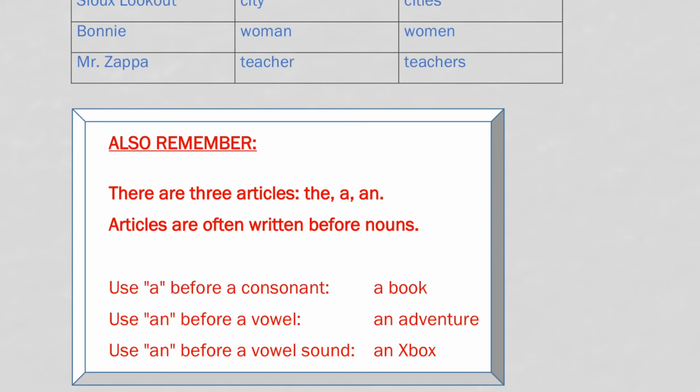So you could have an adventure or something like an Xbox. Because X is a consonant and it's not a vowel, but when you say X, it sounds like eh, sounds like a vowel, so that's why we have an. So we got a book, an adventure, an Xbox. We use the, you could say the book, the adventure, the Xbox, it wouldn't matter. What you really need to remember is, using a or an, right? If you've got a consonant, you use a. If you've got a vowel or a vowel sound, you use an.